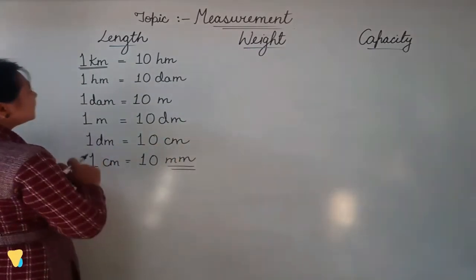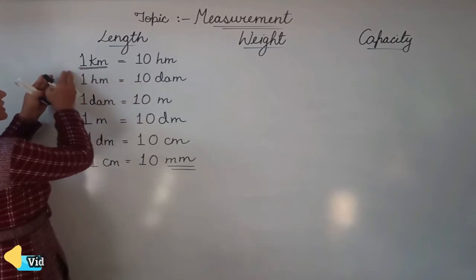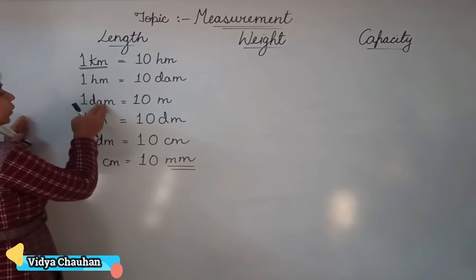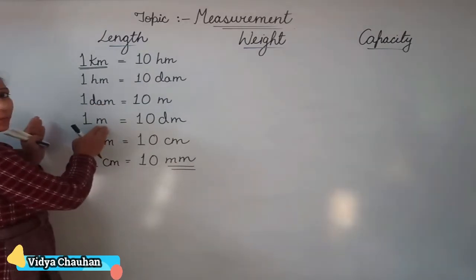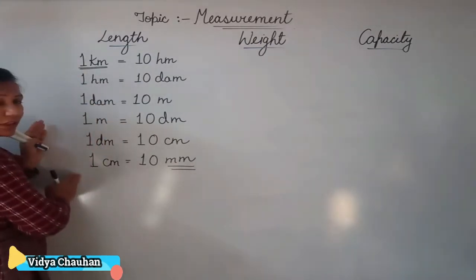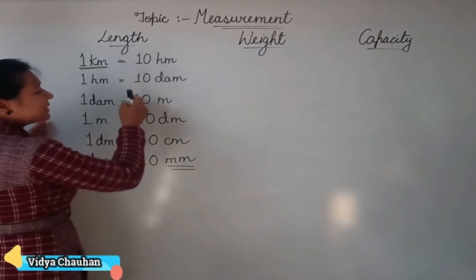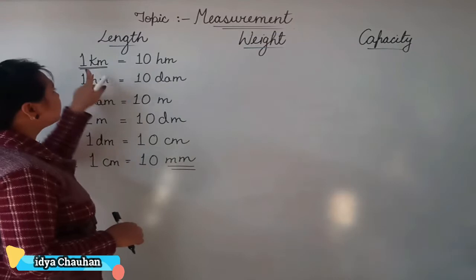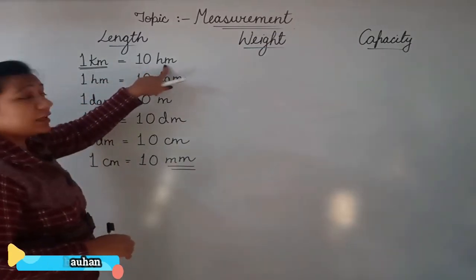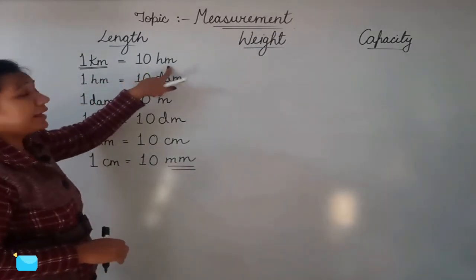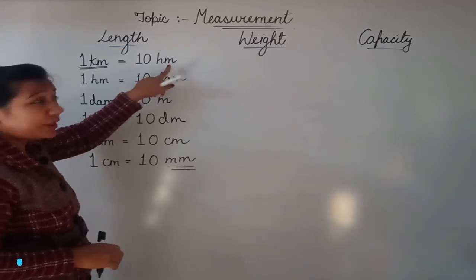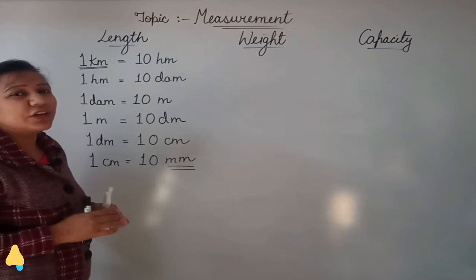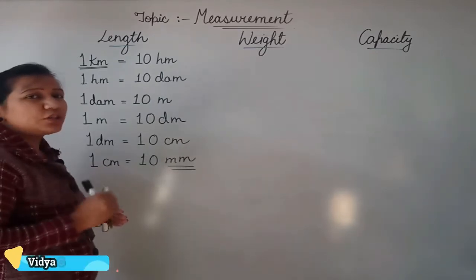Now here you can see that every time on the left hand side I have taken 1 kilometer, 1 hectometer, 1 decameter, 1 meter. That means the unit term is on this side, and on the right hand side every time we have the term 10 times. That is, 1 kilometer is equal to 10 times hectometer. That means 10 hectometer. Clear, students?